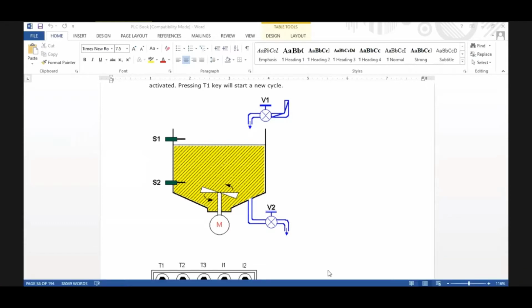S1 and S2. Like we said, inputs are any switches, sensors that we have in the system. All right. What about the outputs now? What are my outputs? V1 and V2, and the motor, M.